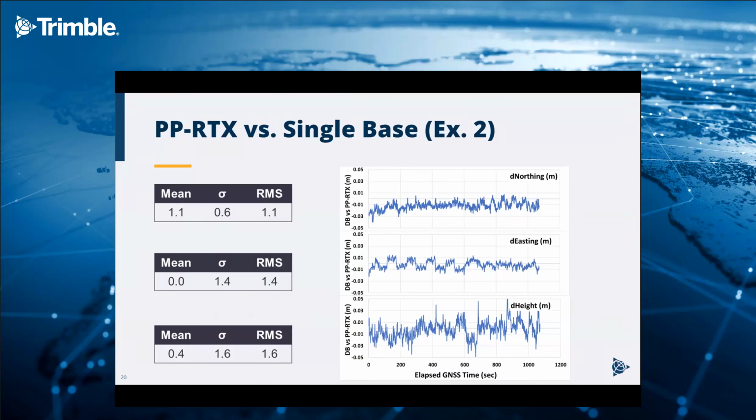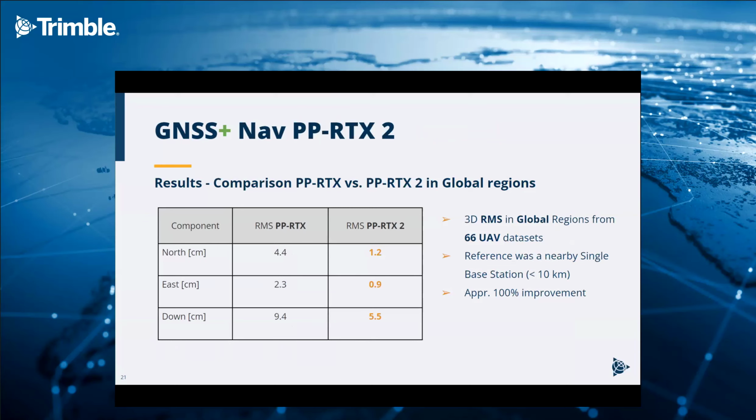And here's another example, same procedure, PPRTX process versus single base. We have an RMS horizontally of about 1 centimeter, and vertically it's 1.6, so you can say 2 centimeter. The latest PPRTX processing engine that we use, we call that also GNSS Plus NAV PPRTX2 generation.